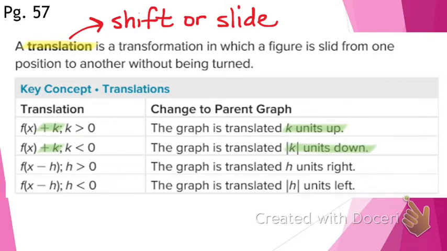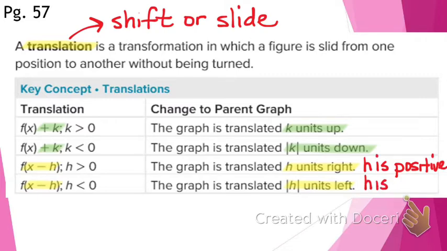And then we also have H. H is inside of parentheses, or it could be inside the absolute value. If we're talking about an absolute value function, it's going to be inside the absolute value. If we're talking about a quadratic, it's inside parentheses. So H, that's the tricky one. That is what moves it right or left. If H is positive, it's going to move it to the right.